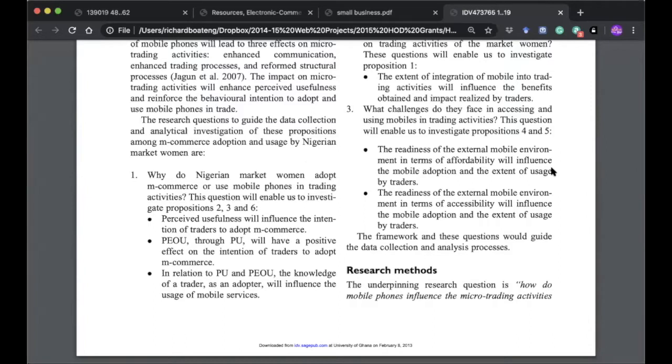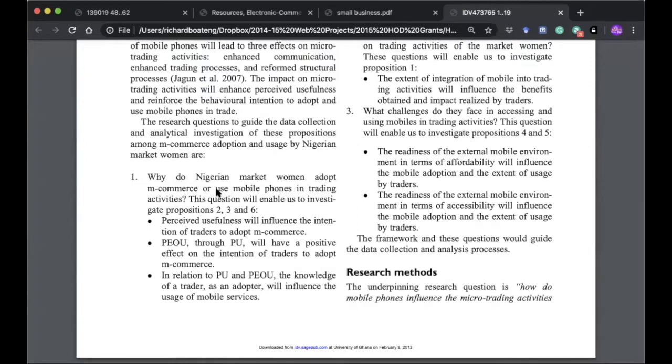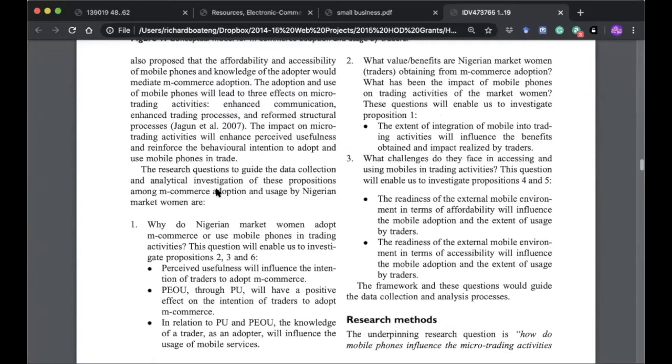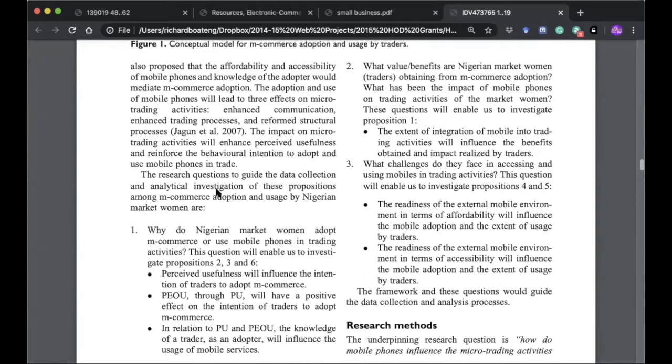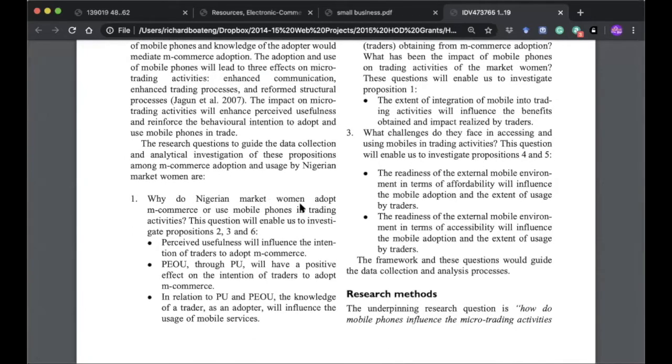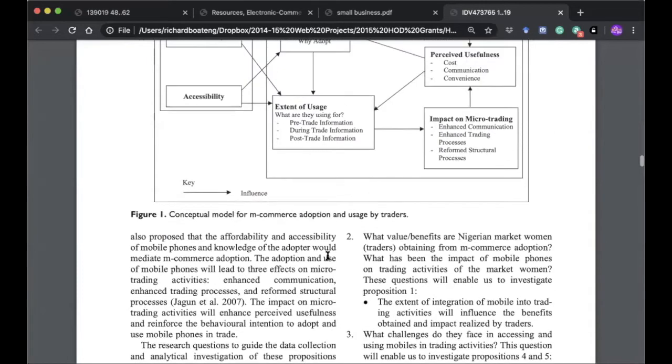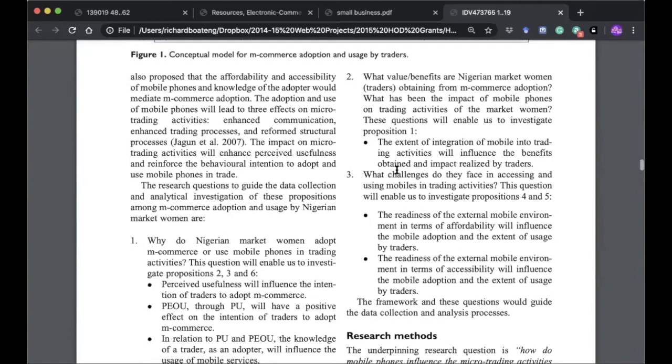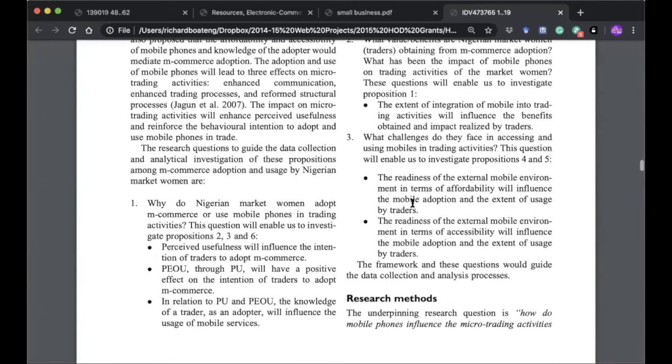So if you look at the paper very carefully, in here, we have: why do Nigerian market women adopt e-commerce or use mobile phones in trading? This question will enable us to investigate proposition 2, proposition 3, proposition 6. Then we come to: what value or benefits do women get from mobile commerce adoption? Proposition 1. Then challenges: proposition 2, and proposition 4 and 5.